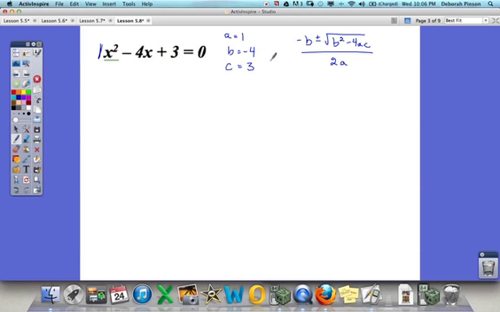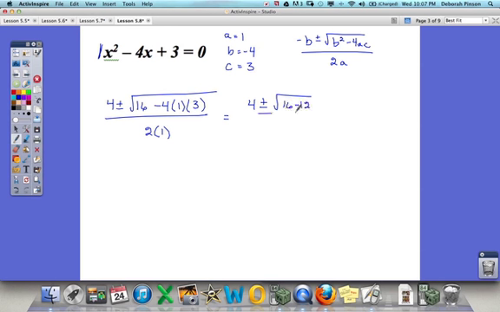So I'm going to plug it into my formula. So I have a negative 4, so positive 4, plus or minus the square root of negative 4 squared minus 4ac all over 2a. And then I'm basically going to simplify this down. I would start inside the square root if it were me. So I have 16 minus 12, which is 4. And square root of 4 is 2.